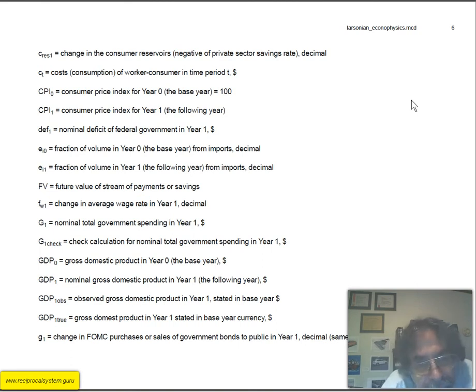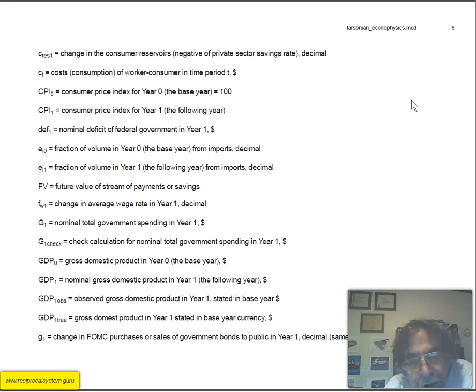Capital F, capital V equals future value of stream of payments or savings. F sub W1 equals change in average wage rate in year 1, decimal. Capital G sub 1 equals nominal total government spending in year 1 in dollars. G sub 1 check, a check calculation for nominal total government spending in year 1. So that just confirms the calculation.